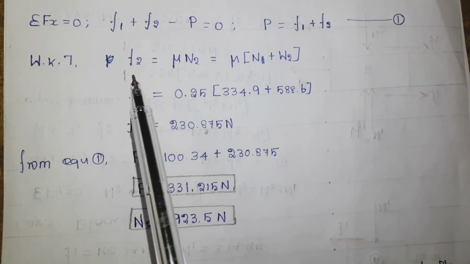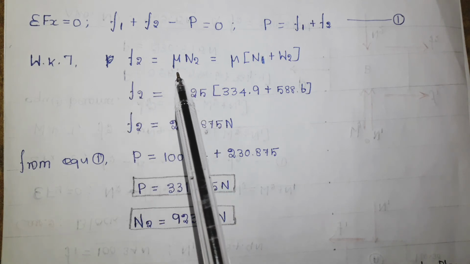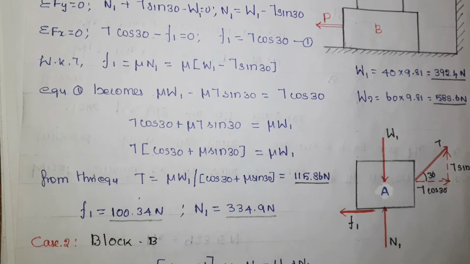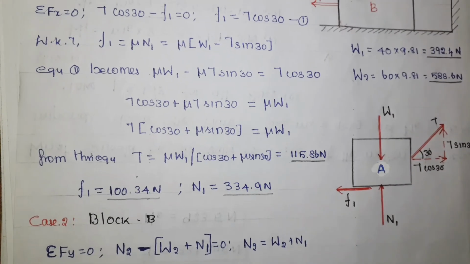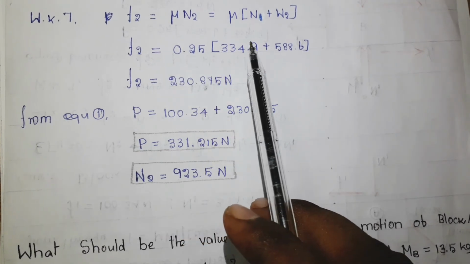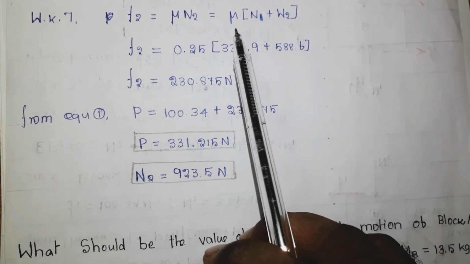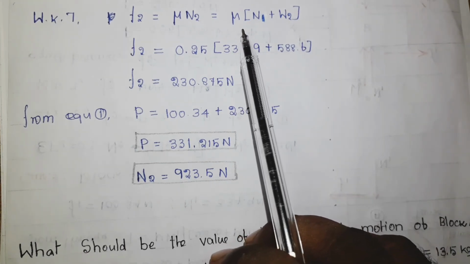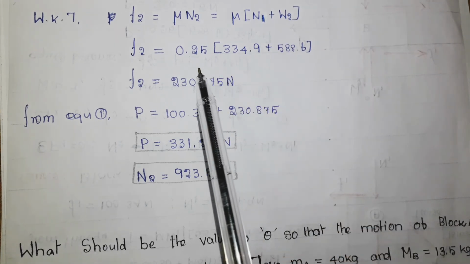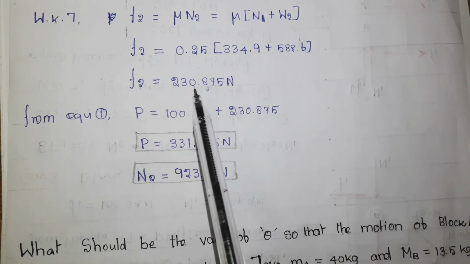We know that the basic friction equation is F2 equal to mu into N2. Mu is nothing but the coefficient of friction. Now N2 is W2 plus N1. Now this equation becomes mu into N1 plus W2. And now we know the value of mu, which is nothing but 0.25, and N1 is 334.9, and W2 is again 588.6. Now substitute the values, we'll get the answer for F2.